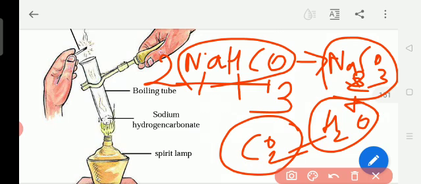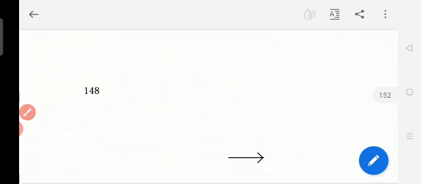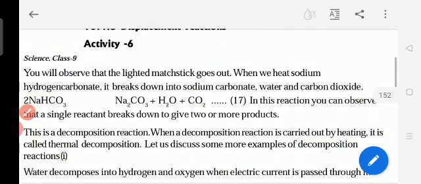In the exam I will write the names of these formulas, and otherwise I will give the name and ask you to write the formula. Okay, you should write this one. So this is one reactant breaking into two or more products. It is called as a decomposition reaction. Okay, just underline this point.